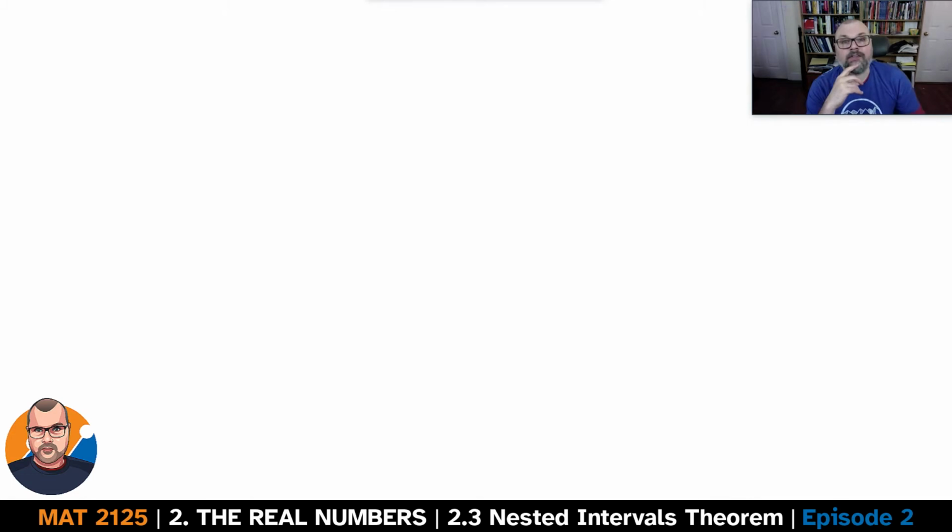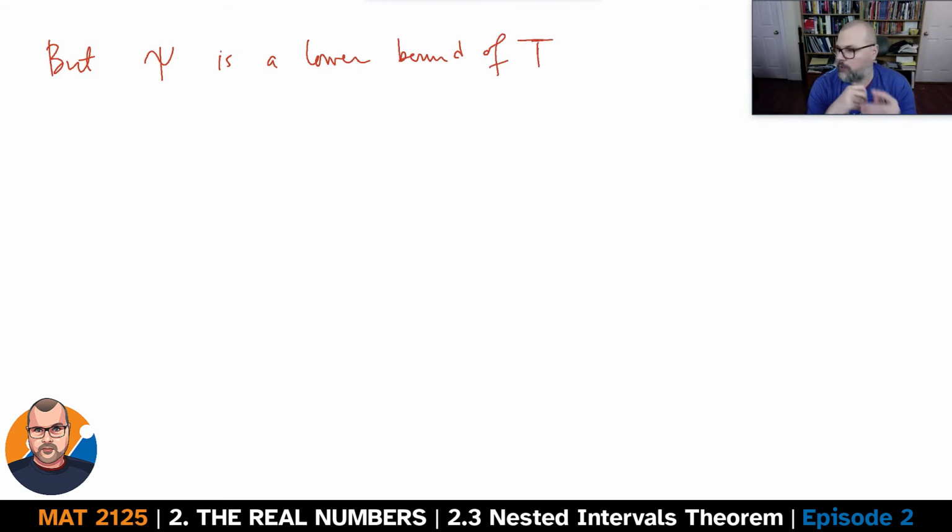We're not done. In fact, we're nowhere near done. What else do we want to say? Well, we have that both psi and eta are within the interval In for every choice of n. This is what we found. But you know what else we have? We have that psi is a lower bound of T. How do we know that?